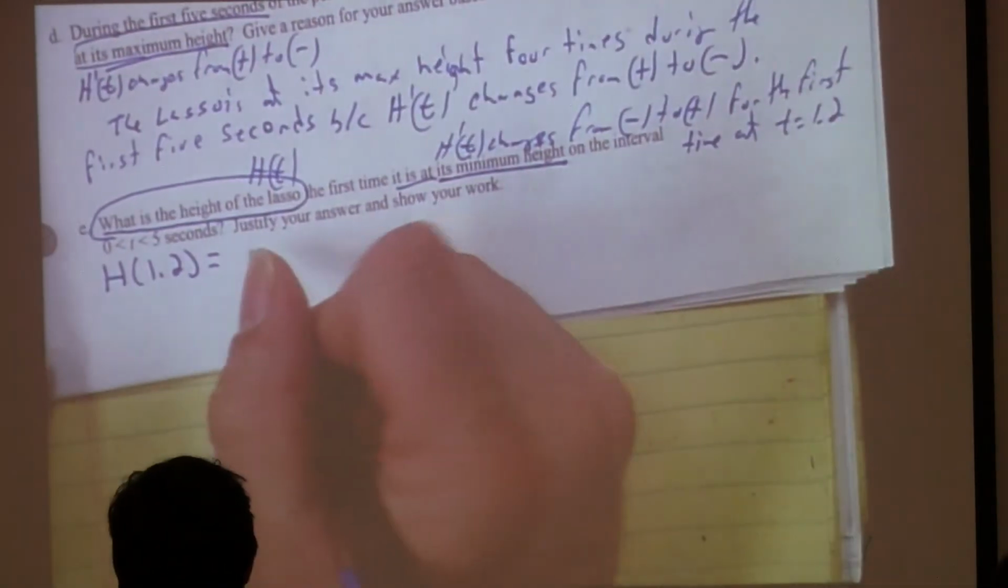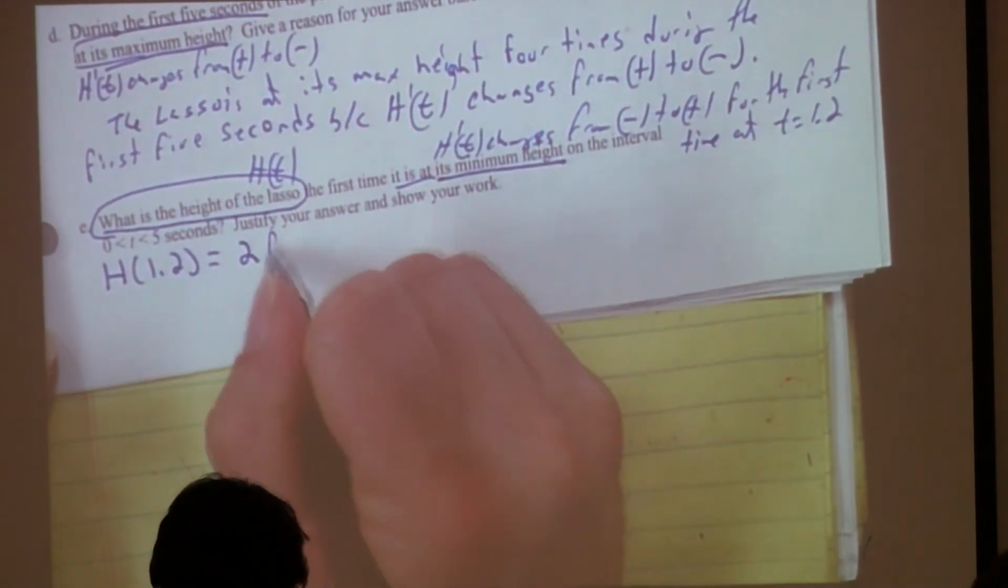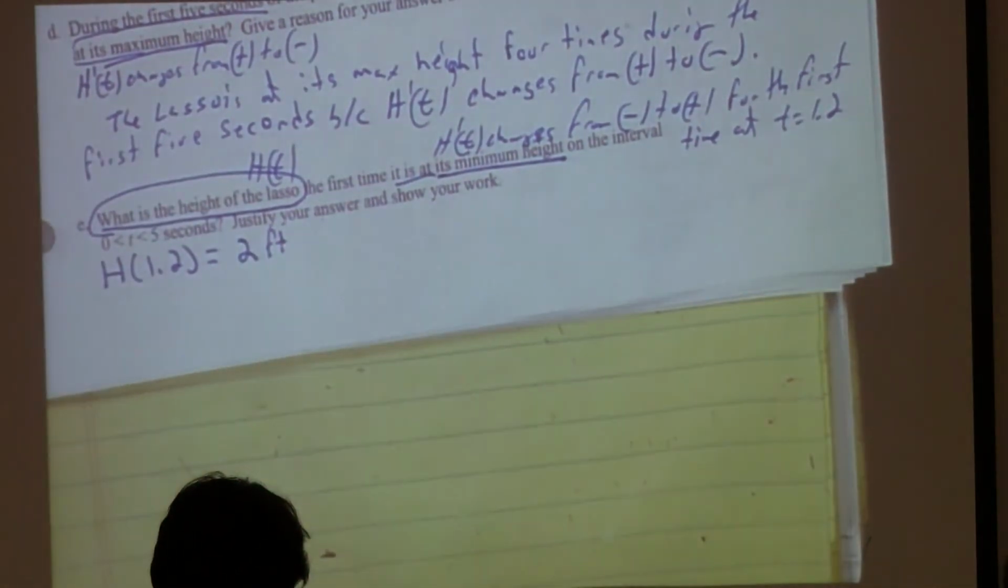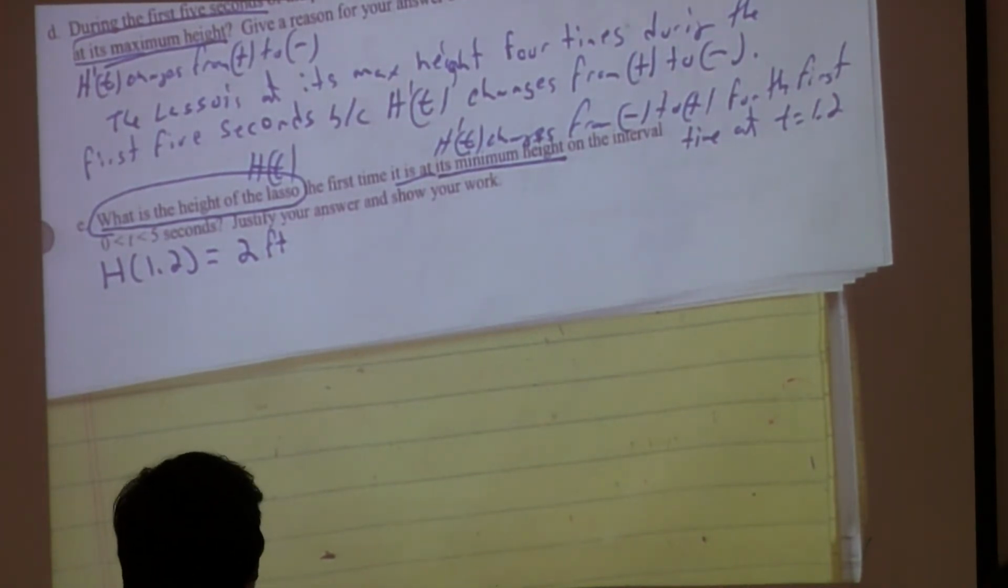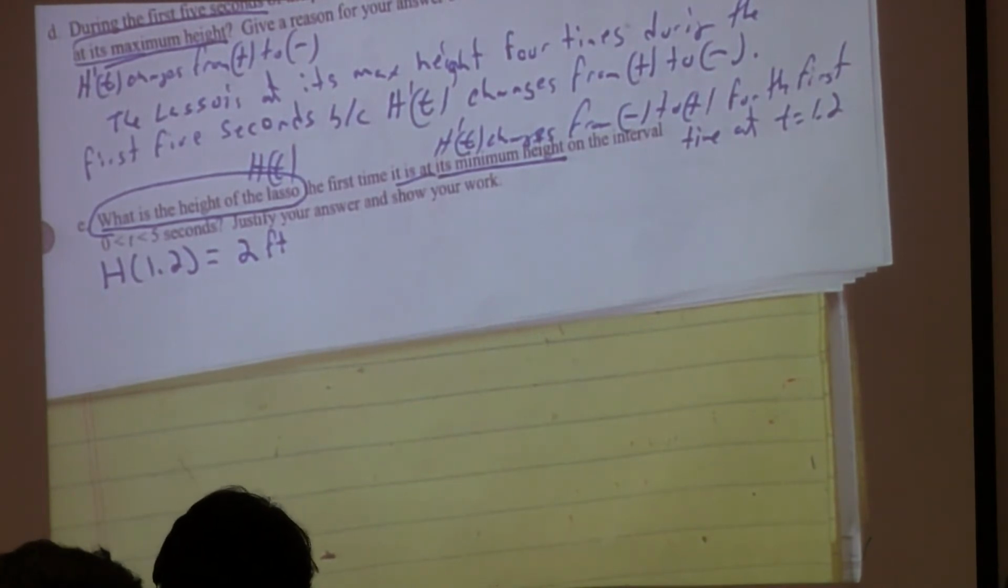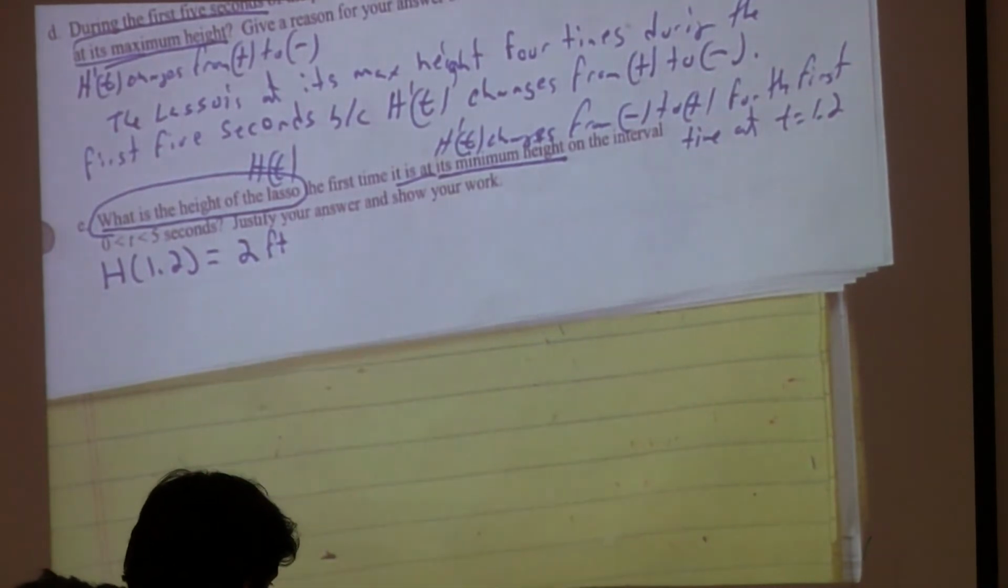So what do we end up with? 2 what? 2 feet. So was that the minimum? Didn't we say that that was the minimum? Yes. Right? Yeah? When we looked at the original graph, I said, okay, what's the lowest that the lasso is going? And we said 2 feet, right? Because the guy's standing up and he's spinning it. So we ended up being correct.